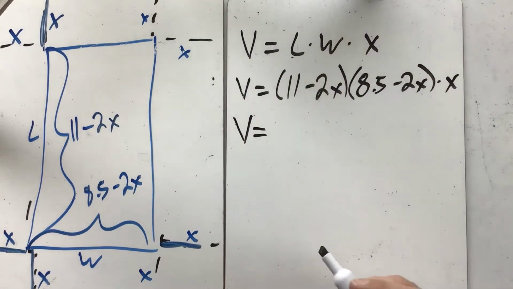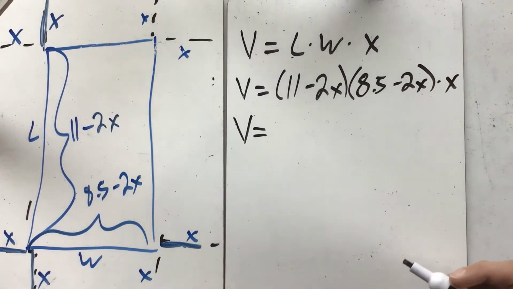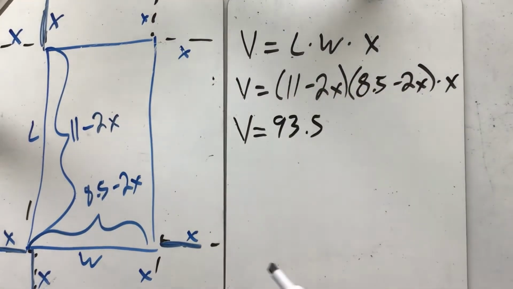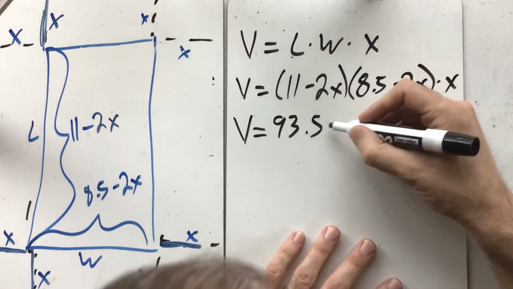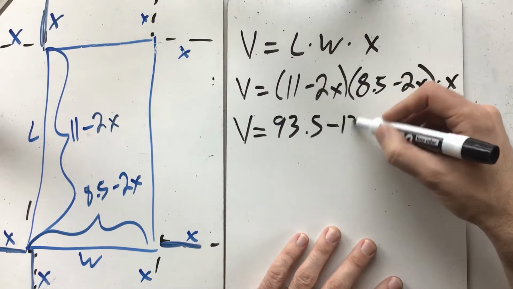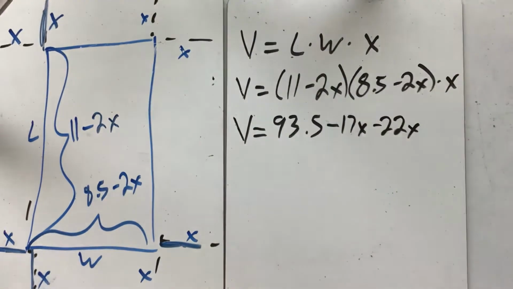So my volume, let's see, I need 8.5 times 11. What is that? It's halfway between 88 and 99. So that's 88 plus 5.5, which is 93.5. Did I get that right? I'm going to check because I'm not confident. Oh, good, I got it. Okay, 93.5 minus, then I get 2 times 8.5, which is 17x, and 2 times 11, 22x.